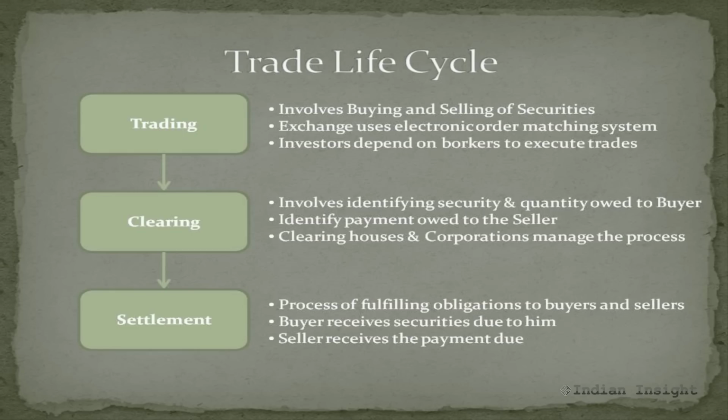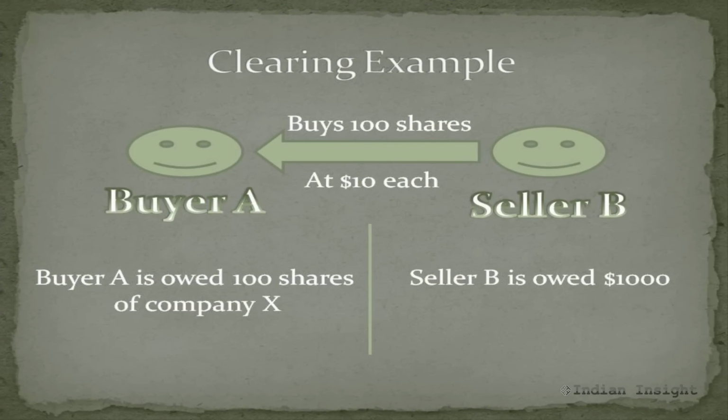Once two orders match and a trade is executed, the trade has to go through something known as the clearing process. Clearing is the process of identifying which securities and in what quantity are owed to a specific buyer and what payment is owed to the seller. So for example, if for a trade, investor A is the buyer who buys 100 shares of a company X at $10 each from a seller B, the clearinghouse would do the math and conclude that buyer A is owed 100 shares of company X and seller B is owed $1,000.